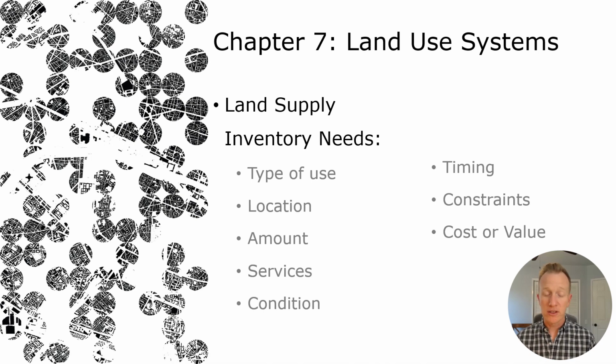So this land use system needs a certain amount of existing data within its inventory. So you're first of all going to need to know the type of land use. So what's on there presently? What's going on? Is it retail? Is it a service-oriented use? Is it residential? Is it commercial? And that's information you can get usually from the county.